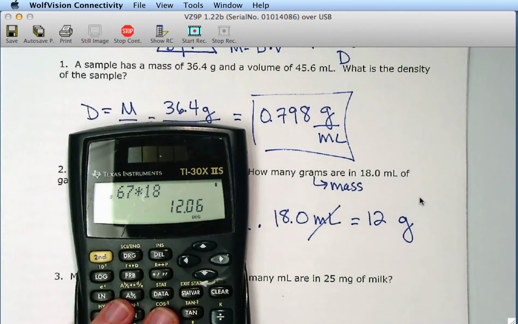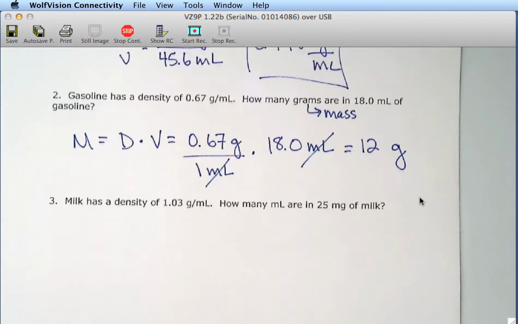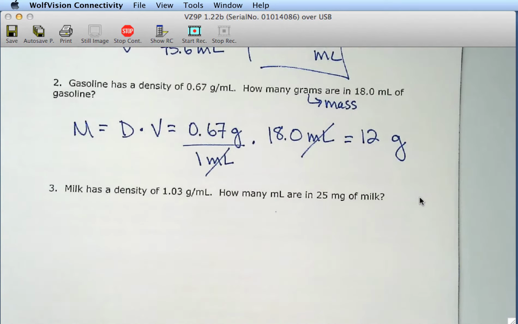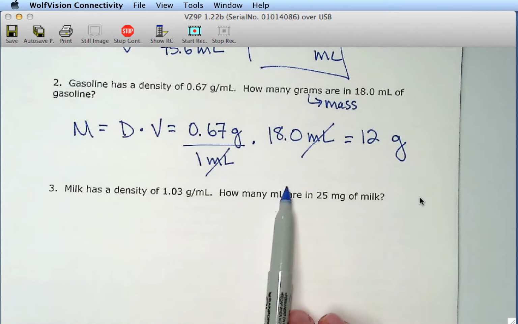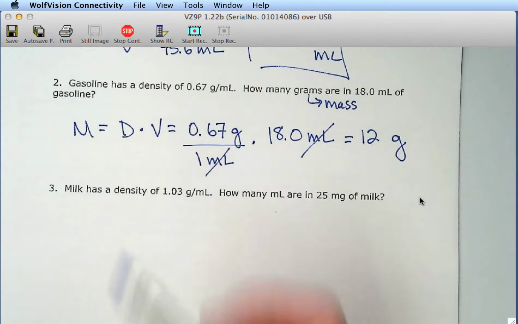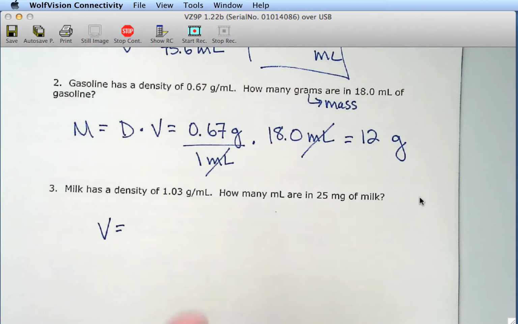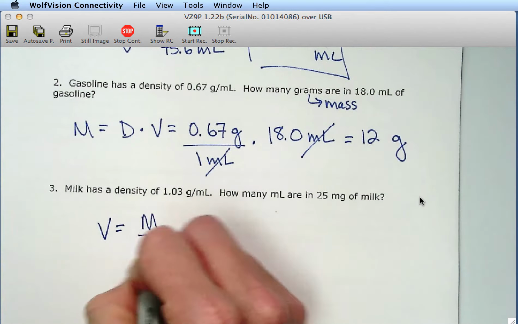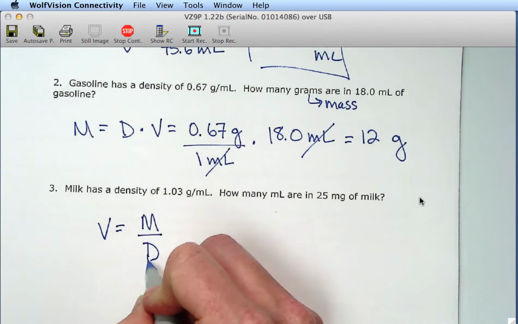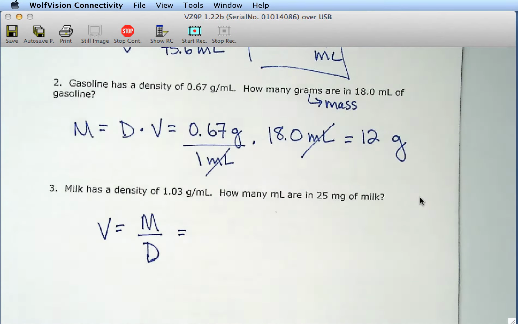Now the last problem, I gave you the density. I gave you the mass. I want to know how many milliliters there are. So I'm looking for volume. A lot of you might have said, okay, well, I'll use the density triangle. Volume equals mass over density. And I'm just going to plug and chug.